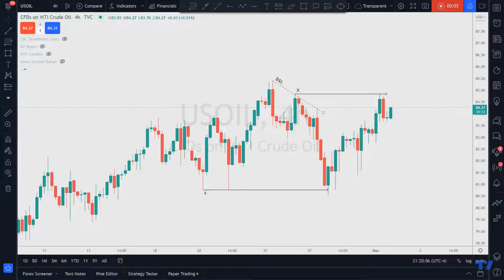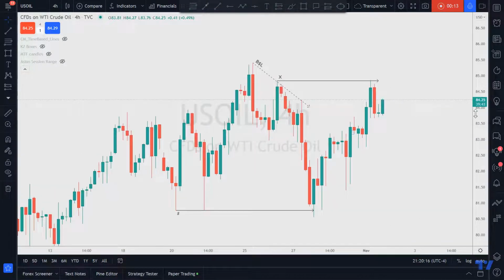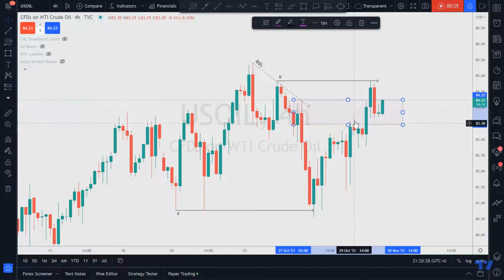I just wanted to give you a quick update on the U.S. oil situation going on. If you remember in my last video, I spoke about how price had reached this order block here. It was down about here, and I was looking for bearish price action. I said if it goes past this point, then I wouldn't be looking for the trade anymore.